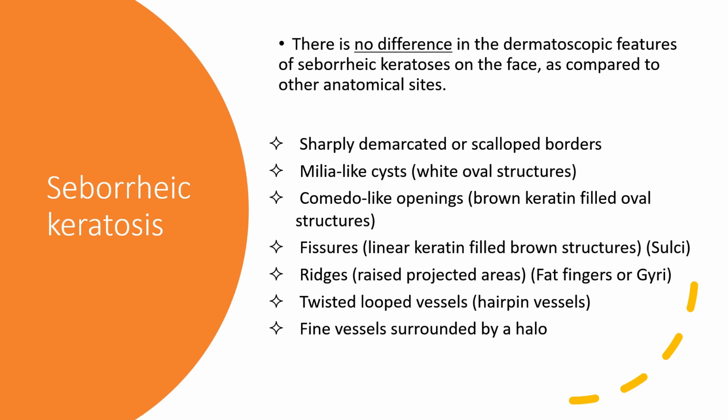Seborrheic keratoses: there is no difference in the dermatoscopic features of seborrheic keratosis on the face as compared to other anatomical sites. We have sharply demarcated or scalloped borders, milia-like cysts, the white oval structures, the comedone-like openings, the keratin-filled oval structures, the fissures, the linear keratin-filled brown structures, the ridges, the raised projected areas, the twisted loop or hairpin vessels, and fine vessels surrounded by a halo.